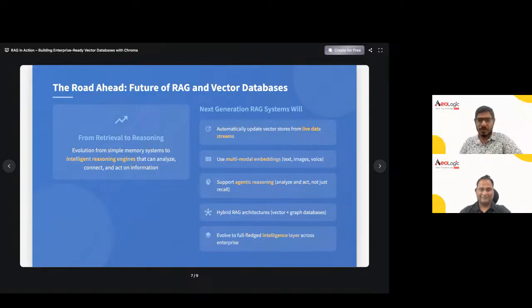So here's the key takeaway from today's session, right? Building enterprise-ready AI isn't just about models. It's about how well your data is organized, retrieved, and contextualized. So RAG and vector databases like Chroma are what make this possible in enterprise environments. At AOlogic, we are helping organizations design and deploy these intelligent systems, combining scalable architecture with measurable outcomes.